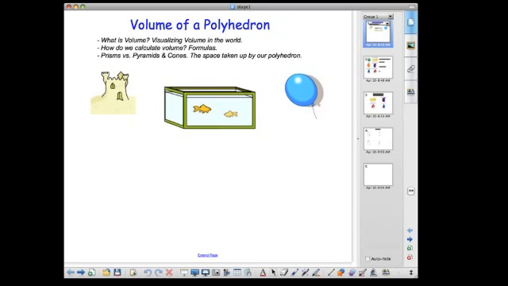A couple examples of volume would be the amount of water in a fish tank, the amount of air in a balloon, also the amount of sand on the beach actually takes up volume, right? Because sand has depth to it. It's not just one layer of tiny, tiny grains of sand.